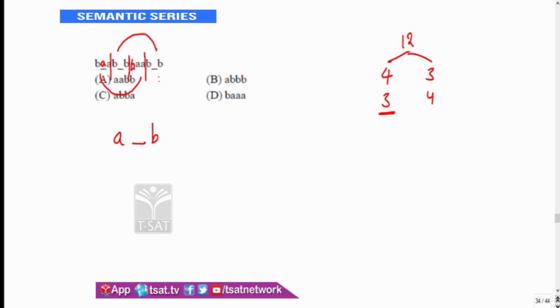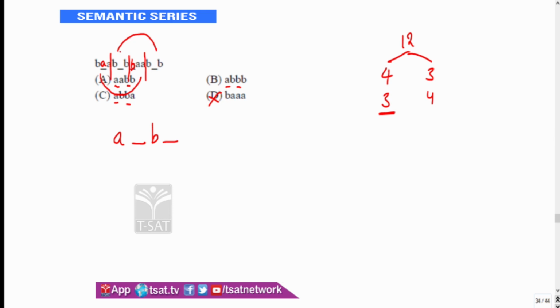Then B, again we are having a gap. So what is your answer? Your answer is the first letter should be A, the third letter should be B. The moment you see this, option D is eliminated because here A and B. So here A is there, here also B is there, here also A is there, here also B is there, here also A is there, here also B is there.